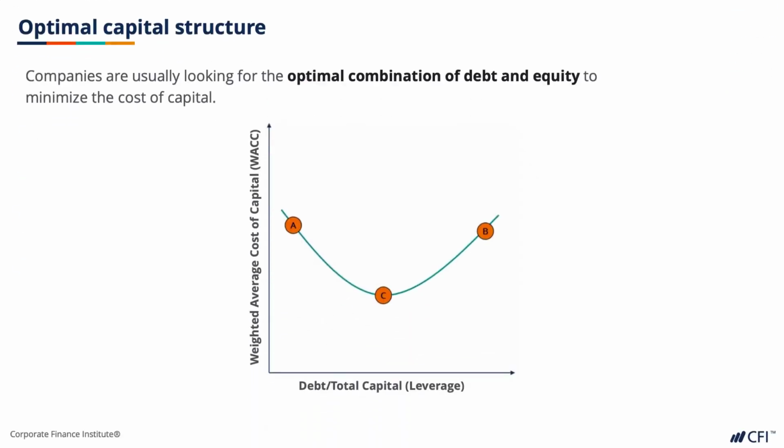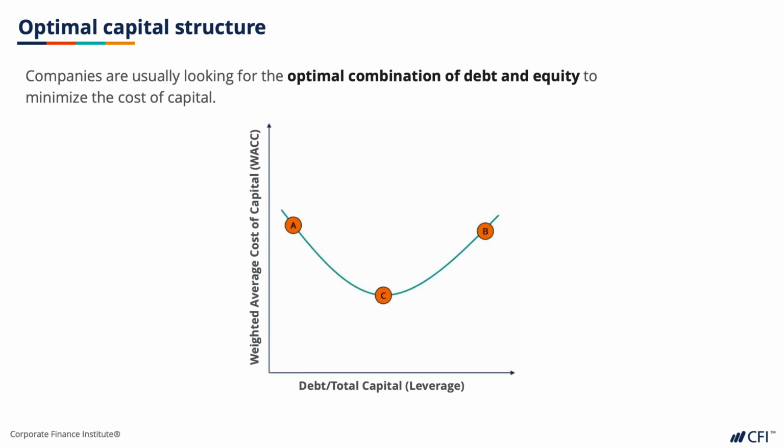Ideally, a company wants to lower its cost of capital. So it uses a combination of debt and equity to hit the sweet spot where cost of capital is the lowest. In this diagram at point A, a company is all equity financed. And since the cost of equity is higher than debt, this is a fairly high overall cost of capital.